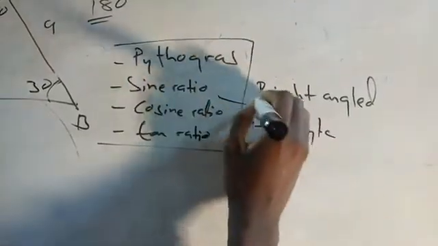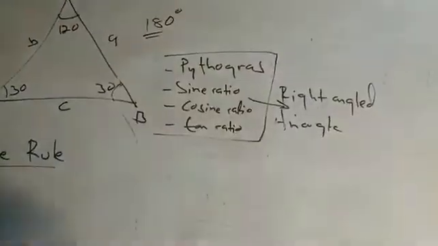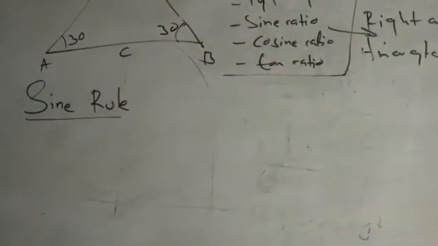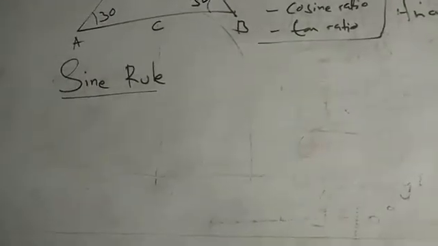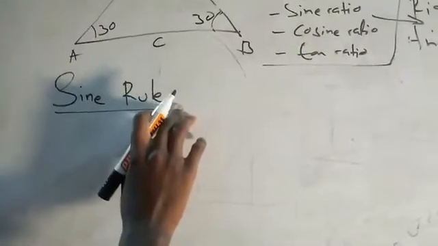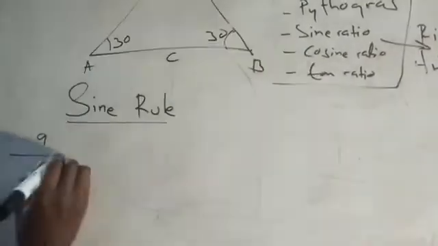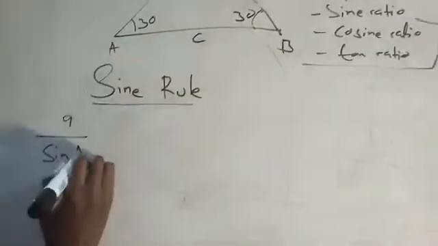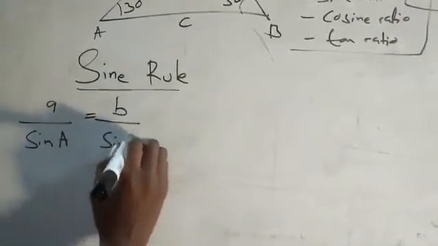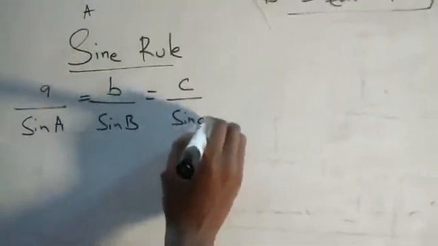Only in right angled triangle. Apart from that, nowhere else you will use them. So in non-right angle triangle, we shall find what we call a sine rule. And this sine rule suggests like this: a over sine A equals b over sine B, and equals c over sine C.